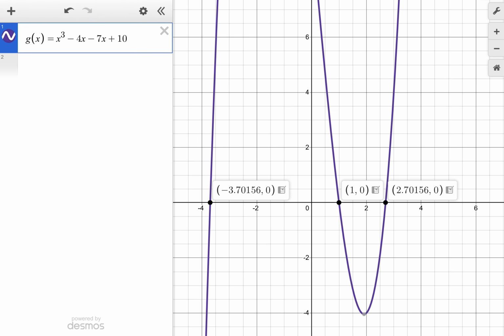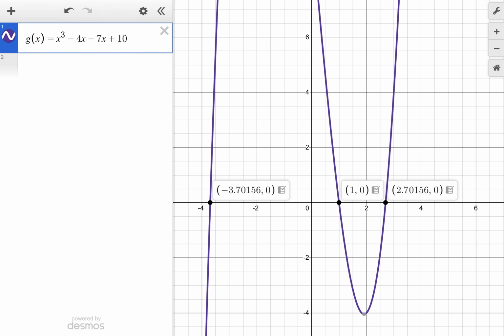Likewise, let's say they ask you how many positive x-intercepts this graph has. Well, once again, that would be 2, because negative 3.7 is a negative intercept. 1 and 2.70156 are both positive. So once again, that context thing: make sure you look for the right point, and also make sure that you're actually looking for the specific point that the problem is asking you to find. That's an important thing.